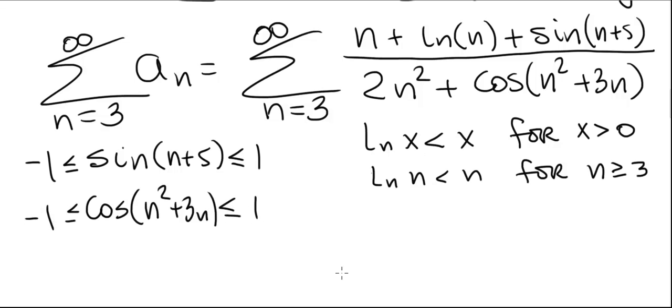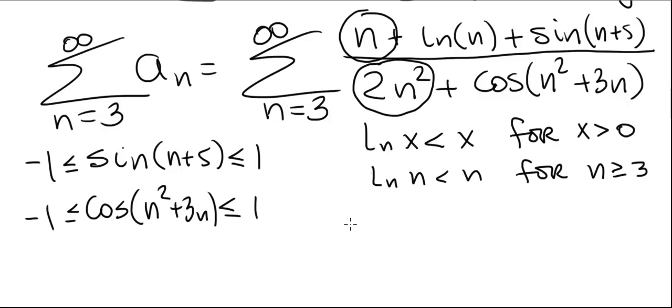So as we examine our a sub n series, we note that in the numerator, as n becomes larger and larger and larger, the n term right here will dominate. And in the denominator, the 2n squared term will dominate for larger and larger values of n. The others will be much smaller and could be neglected when n becomes very, very large.